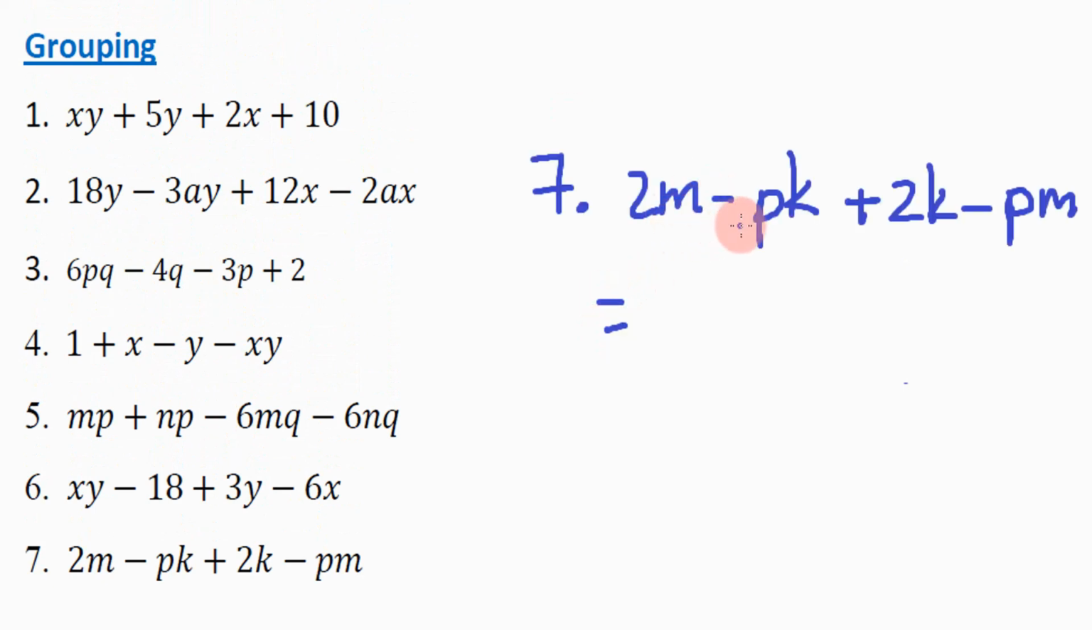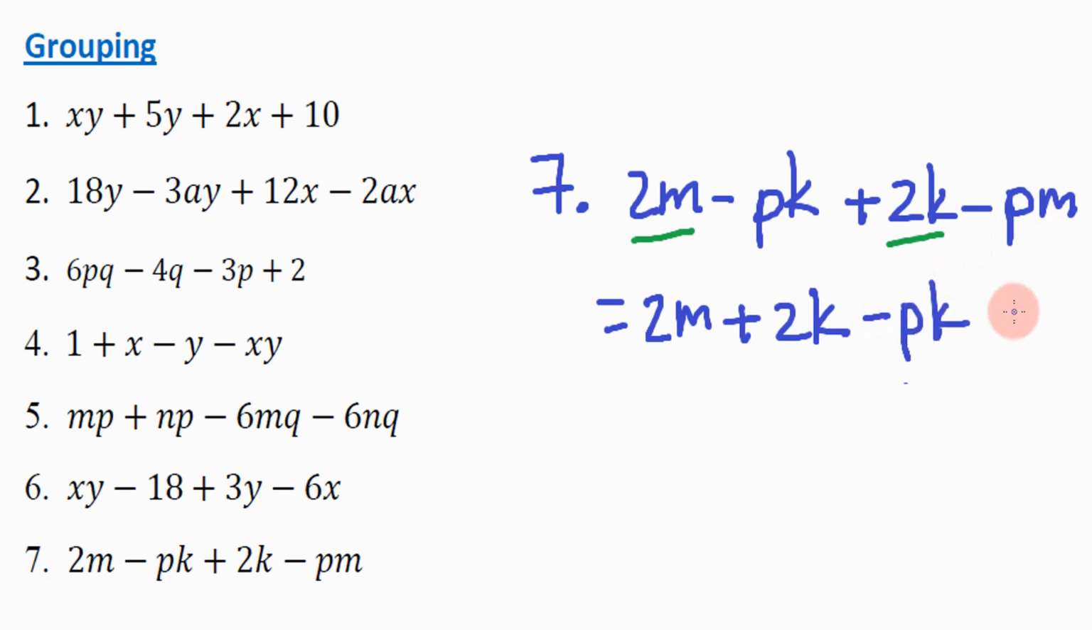If we try and group together the first two terms, we won't have a common factor. So we're going to try and group together the first term and the third term. First, we're going to write them next to each other. We're also going to group together the second term and the fourth term. Now we can take out a common factor of 2 from the first two terms. And we're left with m plus k.